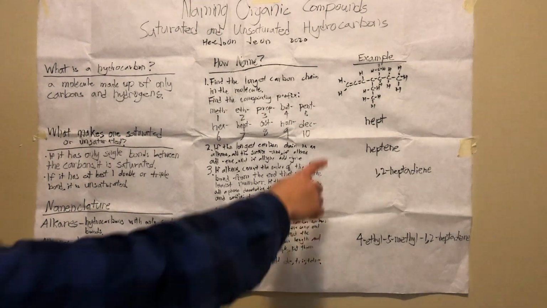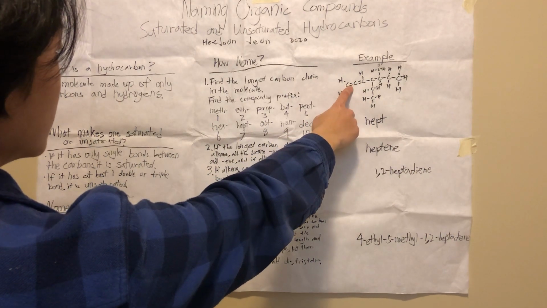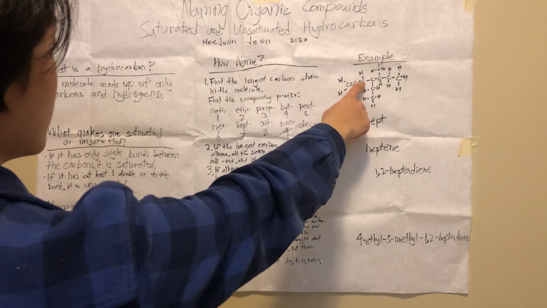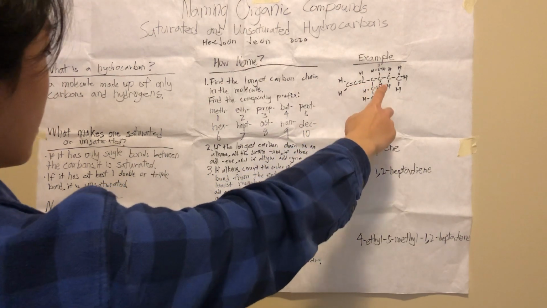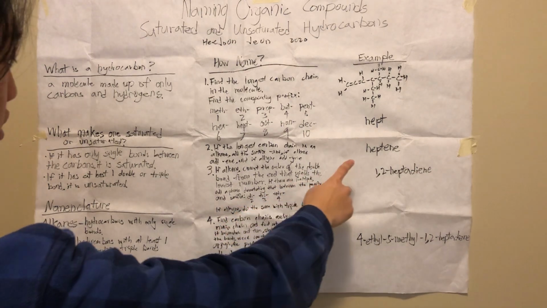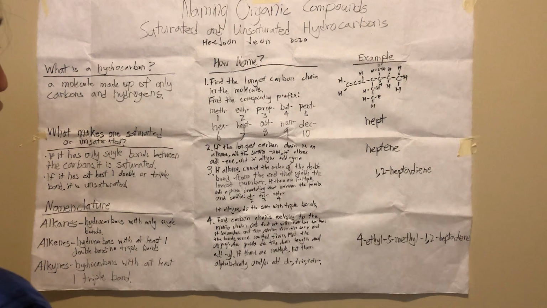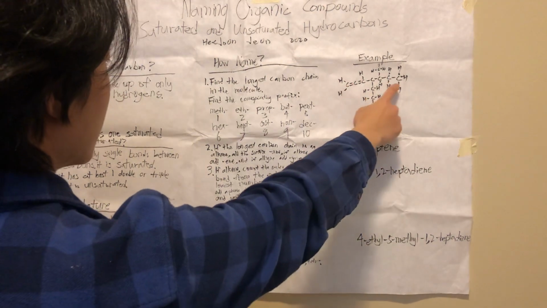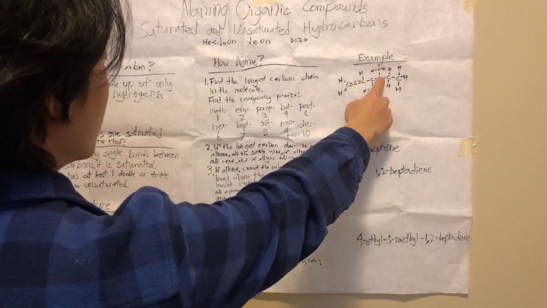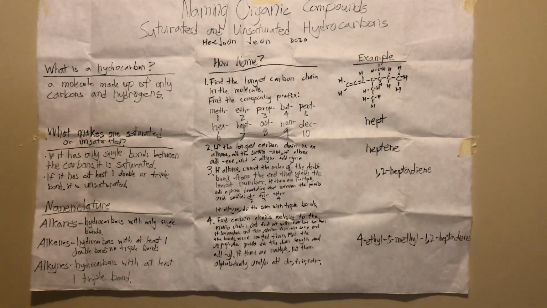So as you can see, there's two double bonds right here. The first bond between the carbons, and then the second bond between the carbons, and so it becomes 1, 2. And since there are two, you add di in between hept and ene, so it becomes 1,2-heptadiene. And you wouldn't count from this end because that would make it 1, 2, 3, 4, 5, 6 heptadiene, which is a bigger number than 1,2-heptadiene.